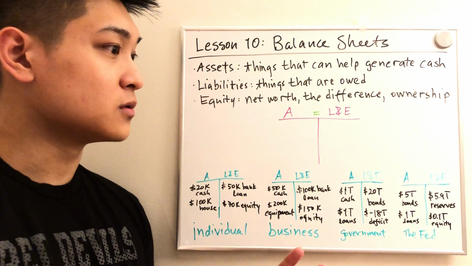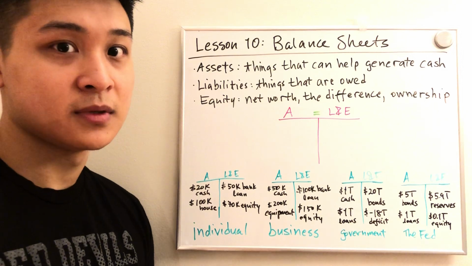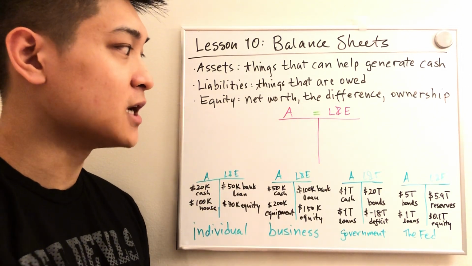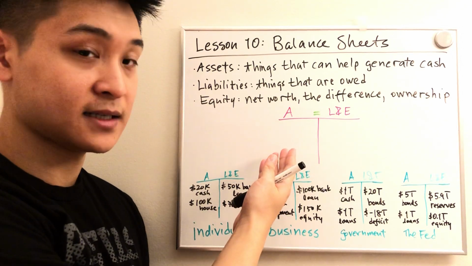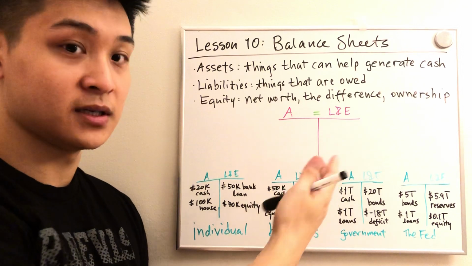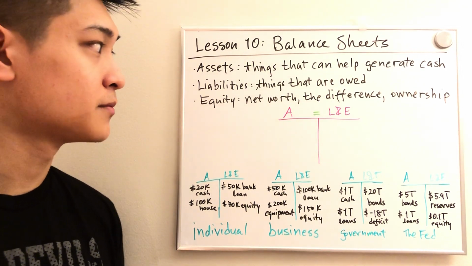In general, a balance sheet is often described as a snapshot in time. So if you were to just freeze and look at what an entity owns, its assets, what it owes, its liabilities, and the net of that amount, its equity, that is what a balance sheet is trying to capture.